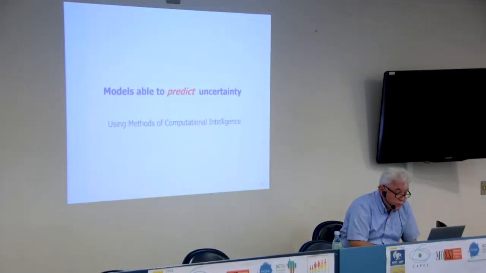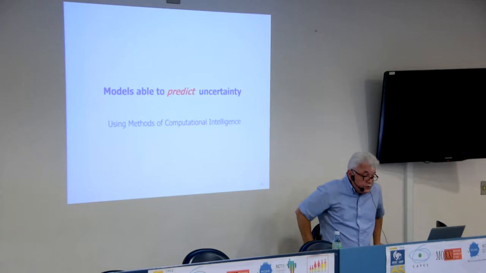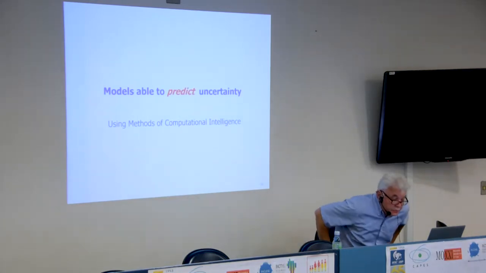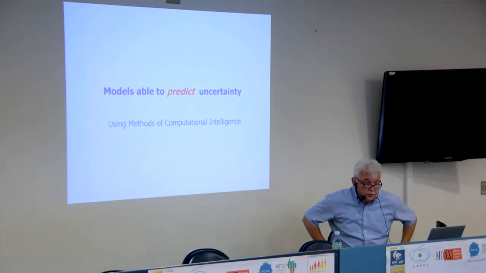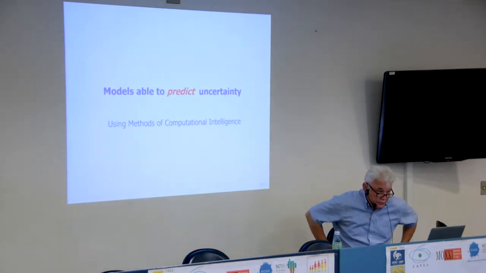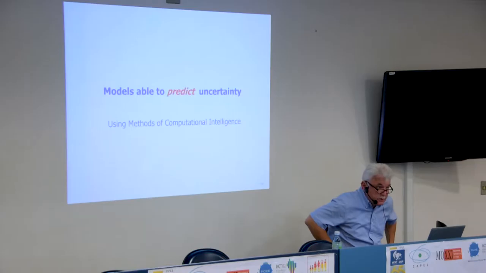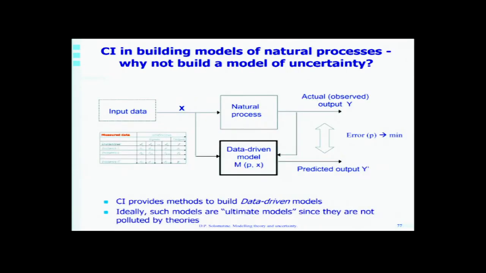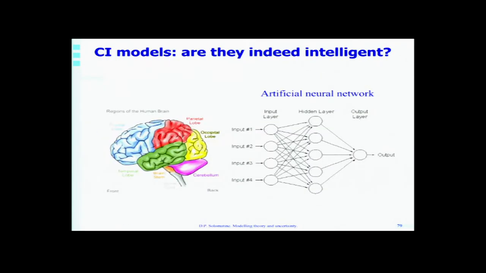So we developed a technology at IHE using methods of computational intelligence or machine learning to build machine learning models of uncertainty of models. And there are two methods developed. One is called UNEEC, another one is called MLUE, machine learning for uncertainty estimation. And UNEEC is, okay, I'll tell you in a second. Okay, so this data-driven model, you know all this, so we skip this.